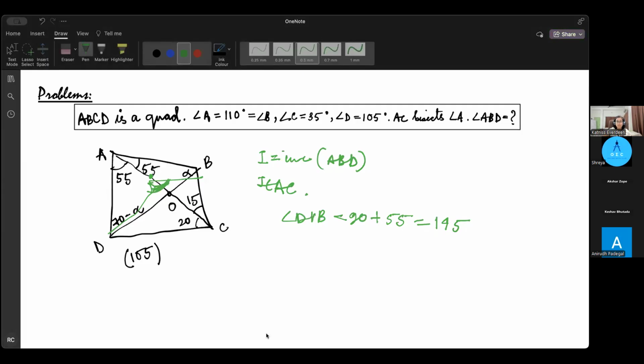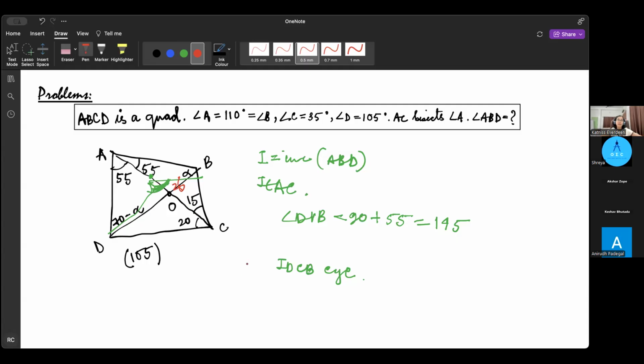Yeah, angle C. So IDC, CD is cyclic, yes. So the next thing we want to find out is angle IBD. IBD is obviously 20 degrees, right? IBD is 20 degrees.